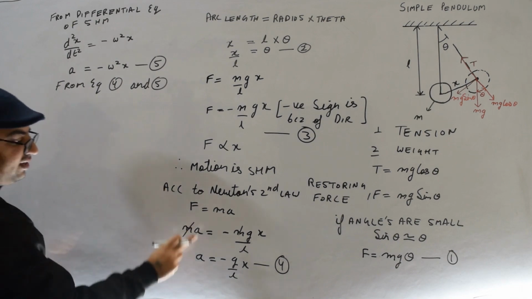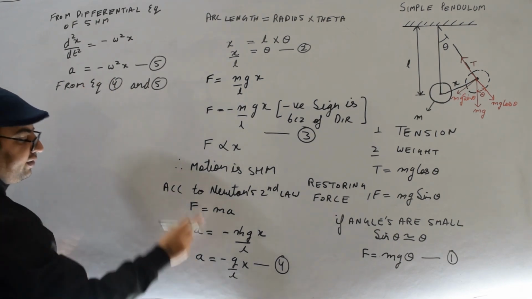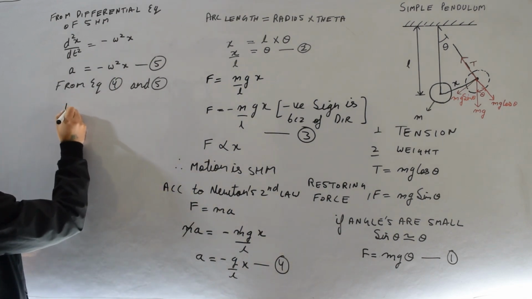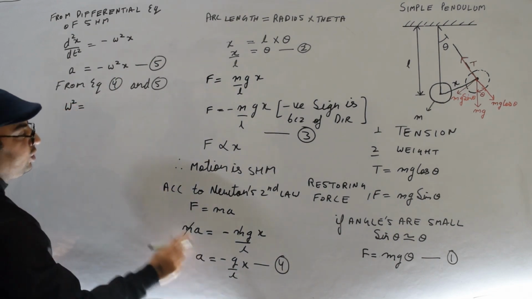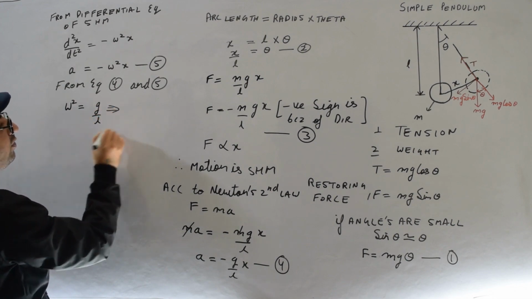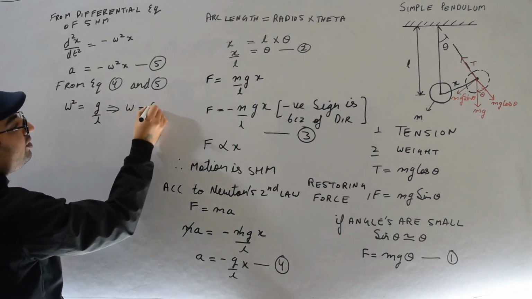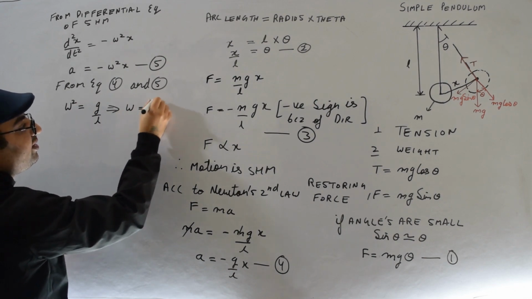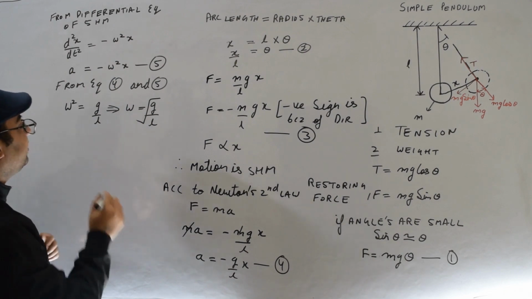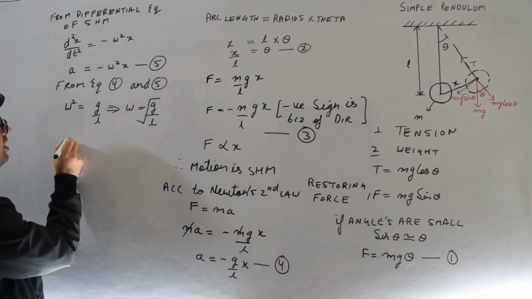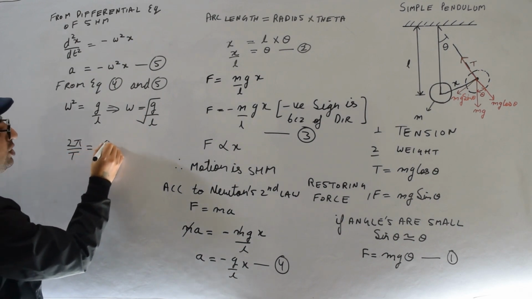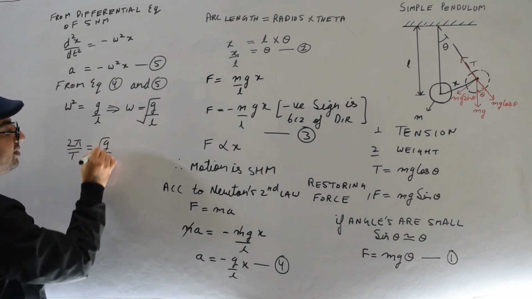here is a, here is also a, negative is there, x is there. It means omega square is equal to g upon L, and what will be omega? Omega will be equal to g upon L under root. And what is omega? Omega is the angular speed, and we know that omega is 2 pi upon T. So we can say that 2 pi upon T is equal to g upon L under root.